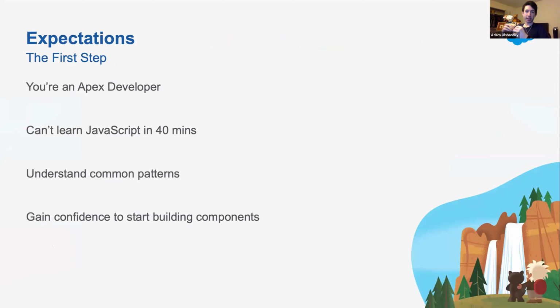So my expectation is that you have some familiarity with Apex already. I don't want you walking out of here thinking you're going to know how to code in JavaScript in 40 minutes. Not sure 40 hours would be enough. But what I do want you to understand is common patterns we see in Lightning Web Components and how they're similar to what you're already doing, and then a couple tips and tricks, hopefully, to give you some confidence so the front end isn't so scary anymore, and you can start building your own Lightning Web Components after the talk today as well. I'm branding this as step 1 on your front-end developer journey.